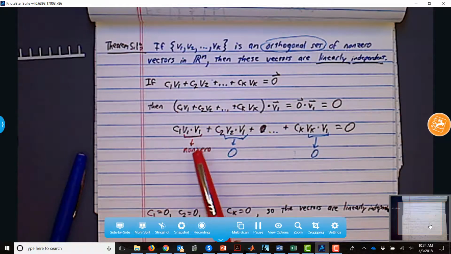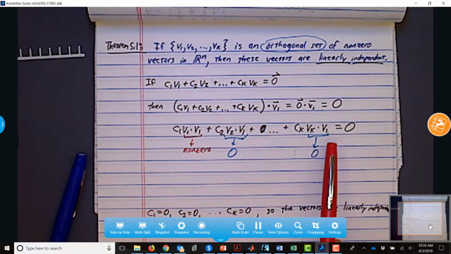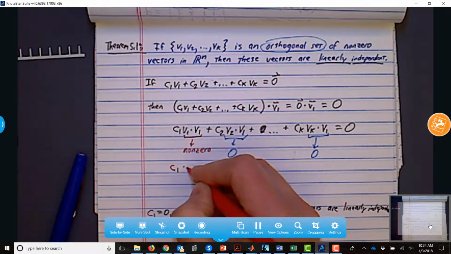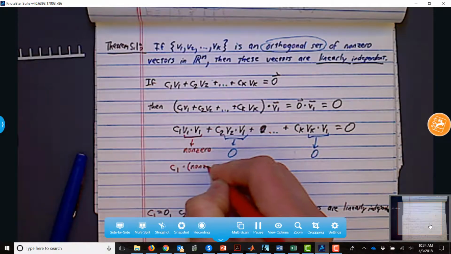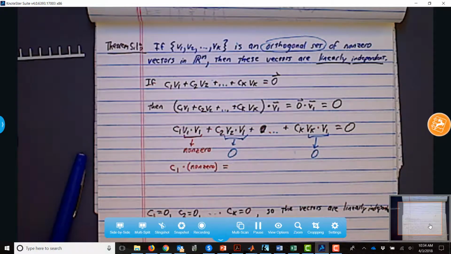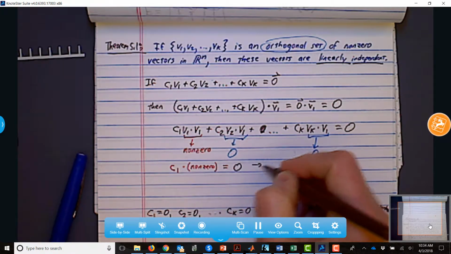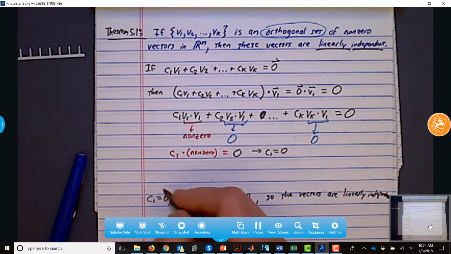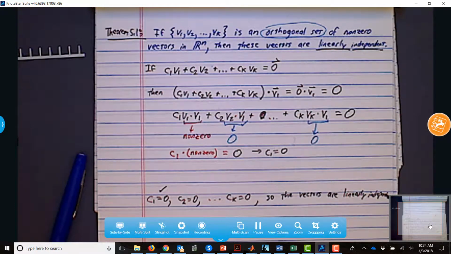So it's interesting what just happened. Because if you look at what we have now, we have C1 times something non-zero equals 0. And what does that prove? C1 is 0. Well, guess what? I'm partway there. So what do you do next?